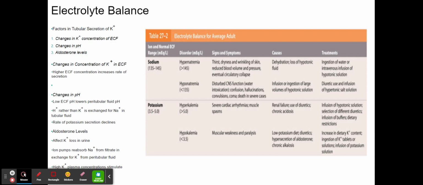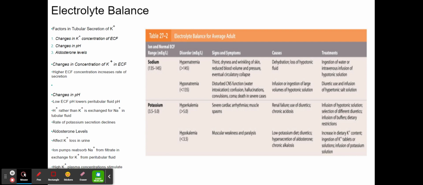2. Changes in pH. When the pH of the ECF decreases, so does the pH of the peritubular fluid. The rate of potassium secretion then decreases because hydrogen ions, rather than potassium ions, are secreted in exchange for sodium ions in tubular fluid. 3. Aldosterone levels. The hormone aldosterone strongly affects the rate at which potassium is lost in urine. The ion pumps that are sensitive to this hormone reabsorb sodium from tubular fluid in exchange for potassium from peritubular fluid. Aldosterone secretion is stimulated by angiotensin II as part of the regulation of blood volume.